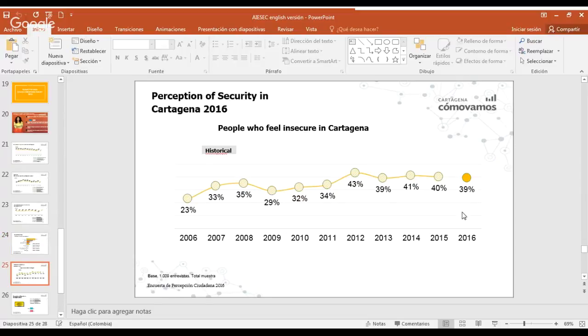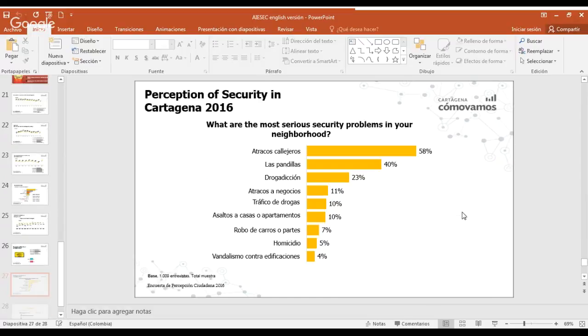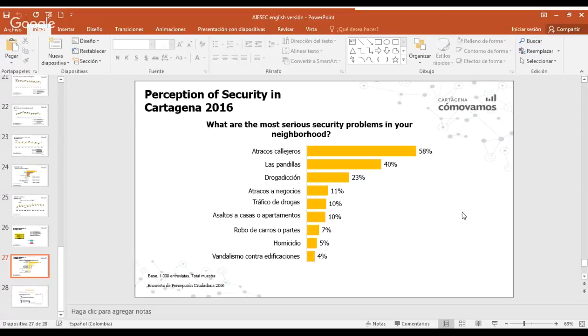And also, we asked people about the perception of security. We asked how they feel about the security in Cartagena, and 4 out of 10 Cartageneros feel insecure in the city. The people who feel most insecure are women and those between 36 and 45 years old. In addition, people consider that the main problems associated with security are street robbery, guns, and drug addiction.